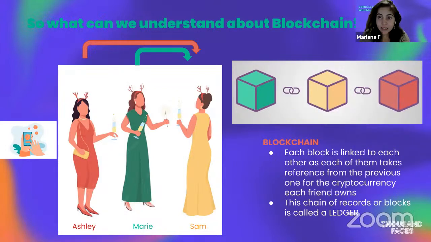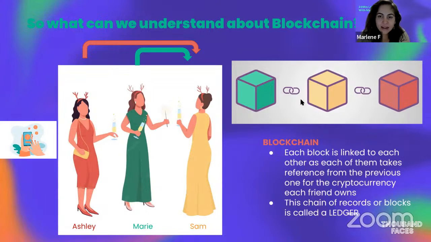So what is this creating? This is creating a blockchain. Why? Each block is linked to each other, as each of them takes reference from the previous one for the cryptocurrency that the friend owns. So that means that when Ashley transferred her currency, a block was created, but since it's linked to how much she has left in her wallet, it creates a link with each other. And then with Sam, she also received the same amount from Mary, and it creates a link between the three transactions. So this chain of records or blocks is called a ledger, and these are connected between each other.